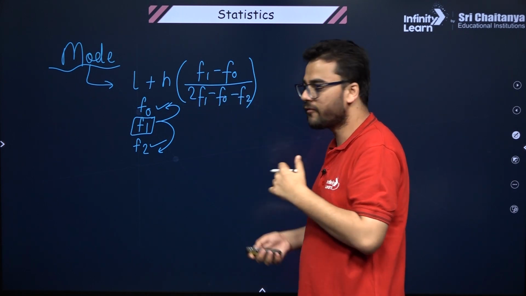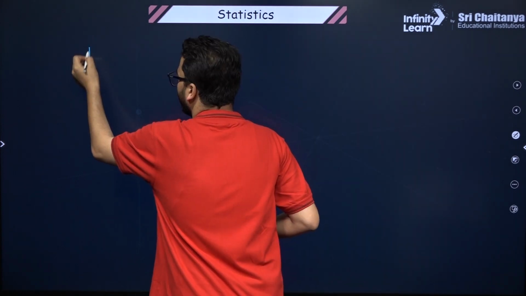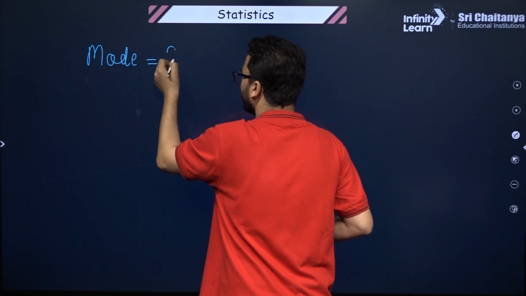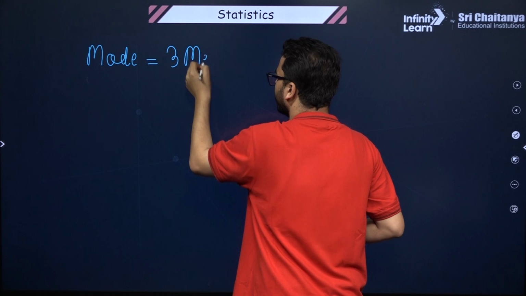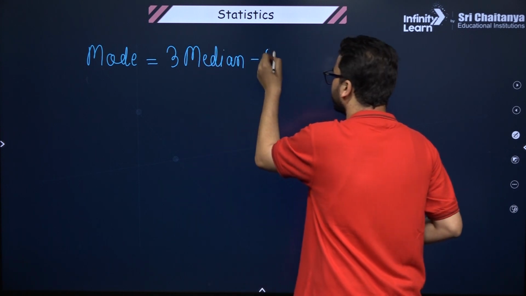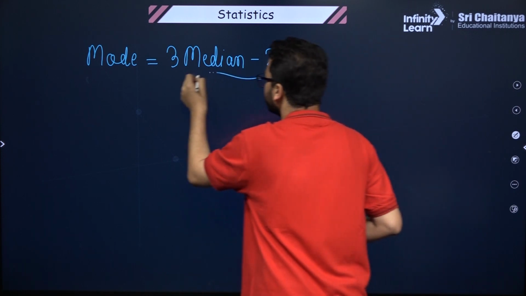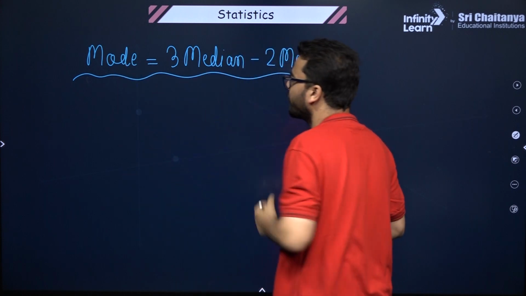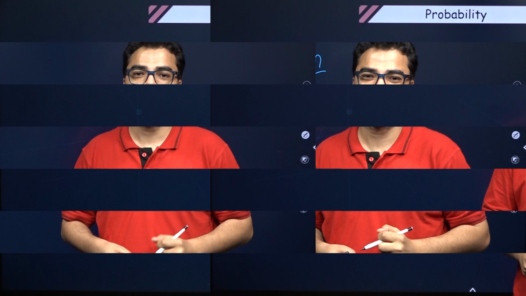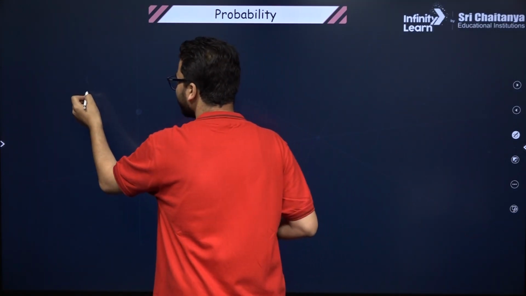Now there is one more formula which is called the empirical relationship. So this is mode is equal to 3 median minus 2 mean. So many a times this formula is used especially in objective questions. So that's all we needed to do in statistics. So in this chapter, if you talk about formulae, only one formula is there, guys.